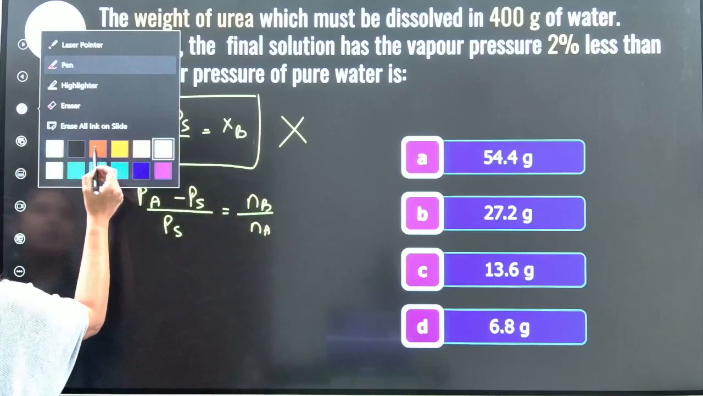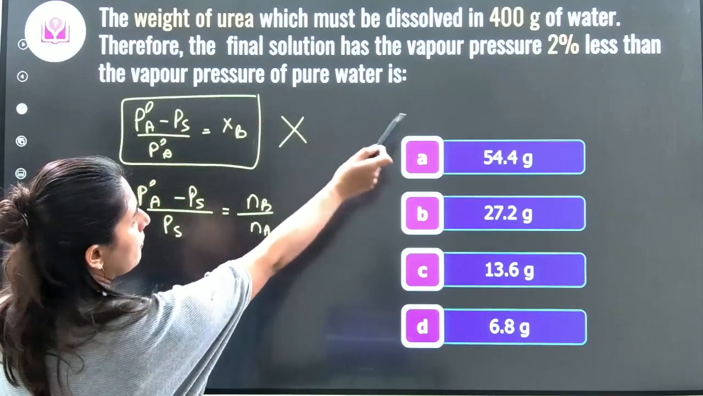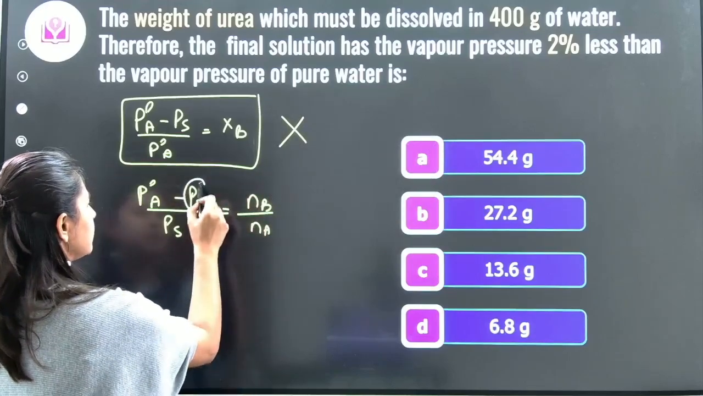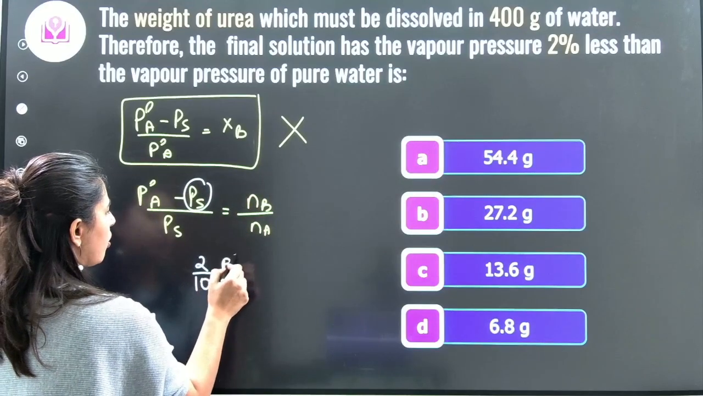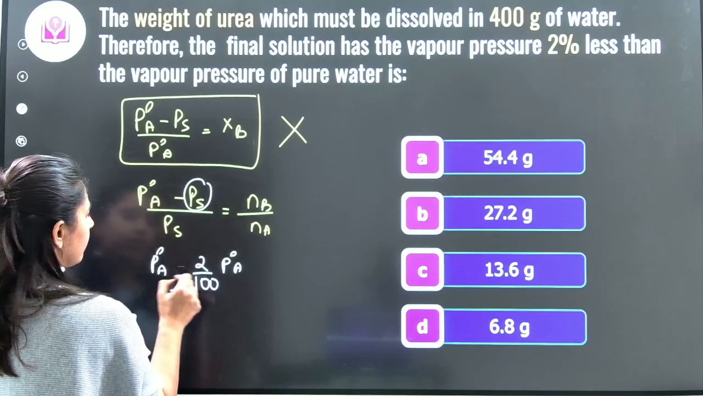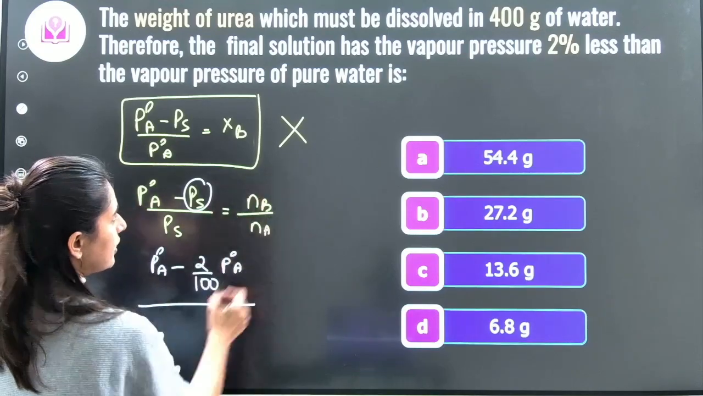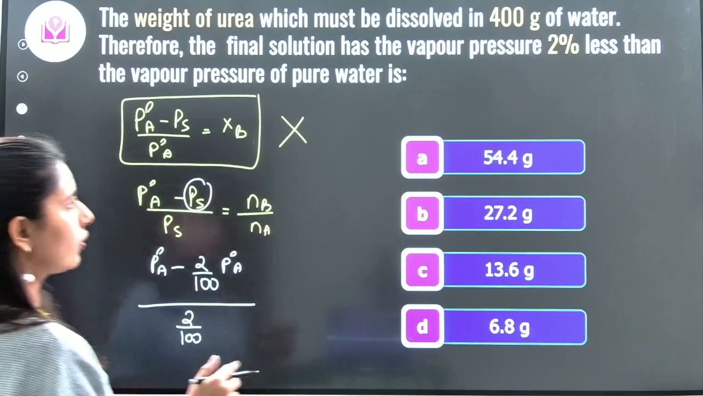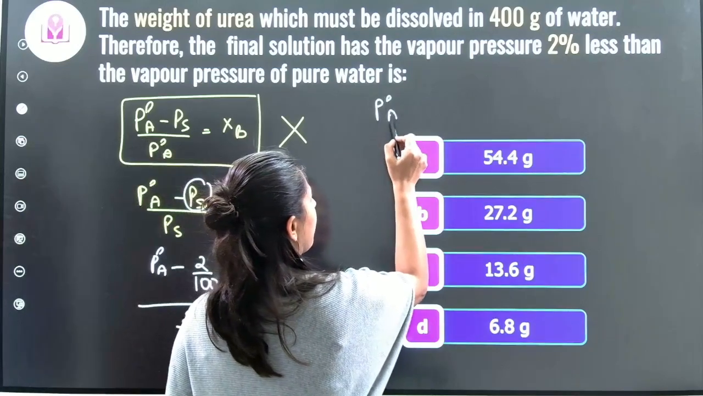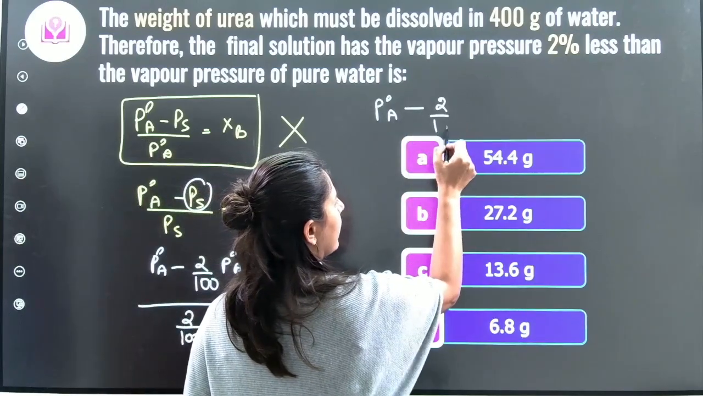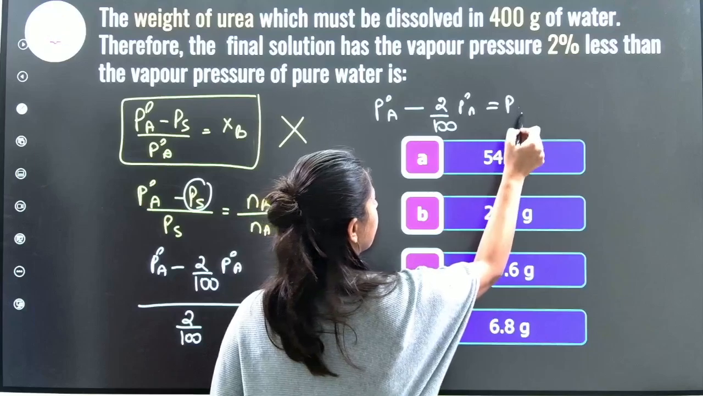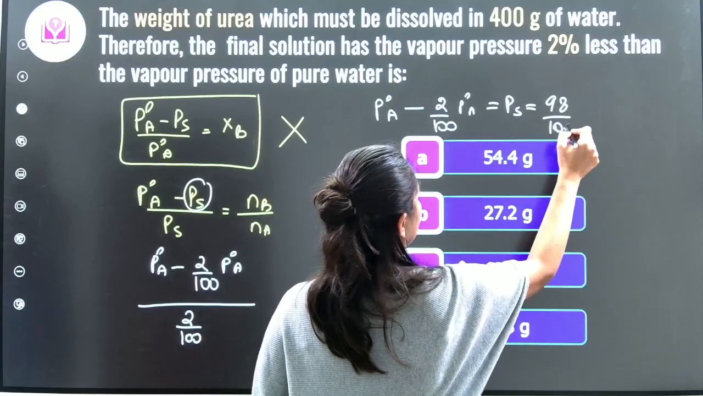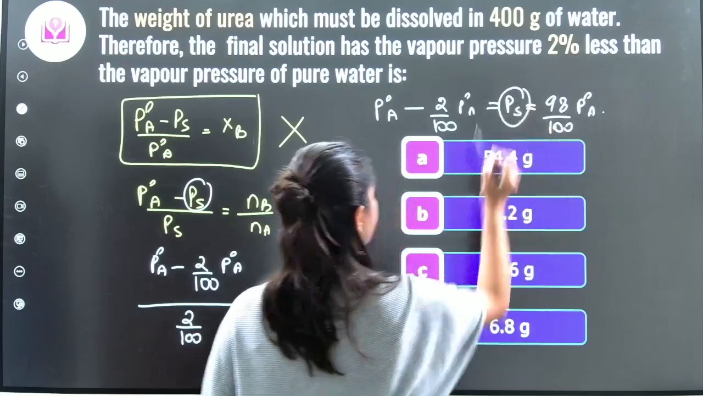So we know that what has been given is that the vapor pressure is 2% less than the vapor pressure of the pure water. So this is 2 by 100 of P naught A, right? That is your P naught A minus 2 by 100, divided by the PS. Again, we can write 2% less than the vapor pressure of the pure solvent A. So if the pure solvent A was P naught A, minus 2 by 100 of the P naught A, that is the pressure of the solution, which comes out to be 98 by 100 P naught A. So this is your PS.